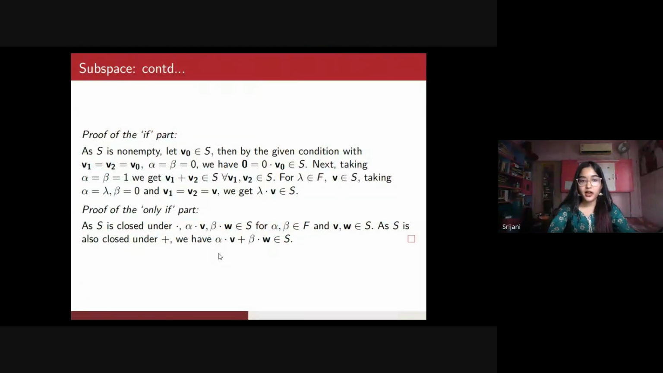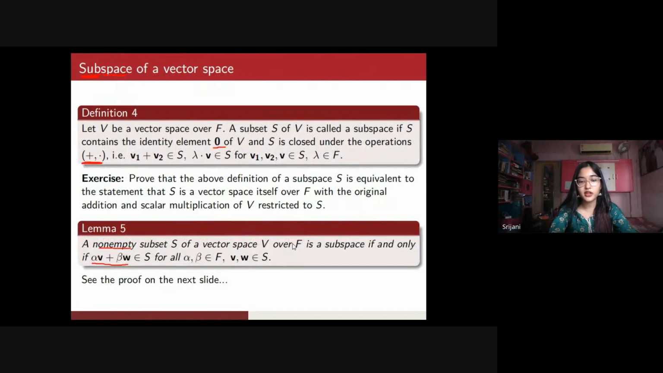Now the only if part. We know that S is closed under plus and dot. So closed under dot, alpha v and beta w are in S. Then closed under plus, so alpha v plus beta w is also in S. The proof is clear, right?